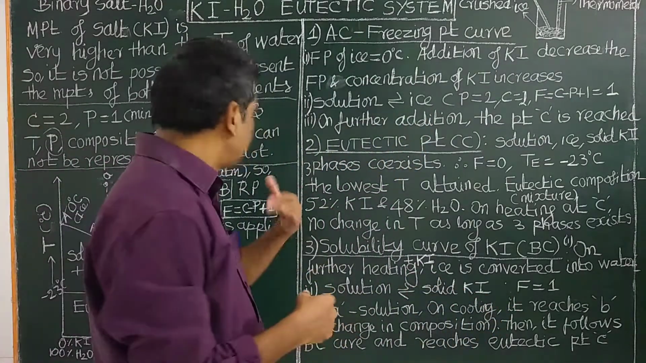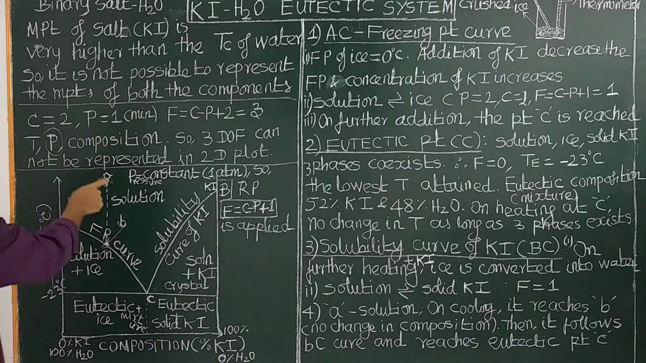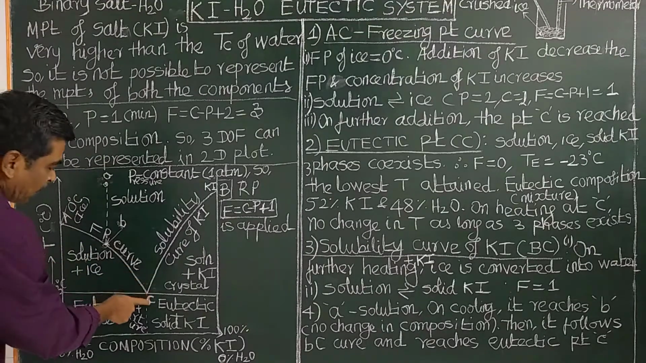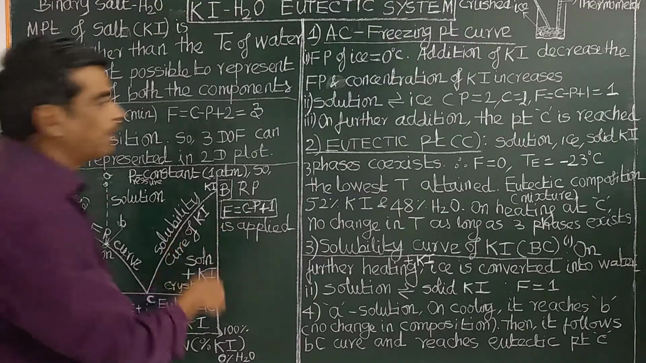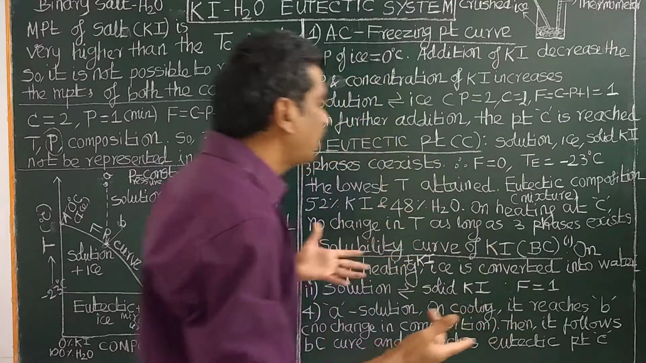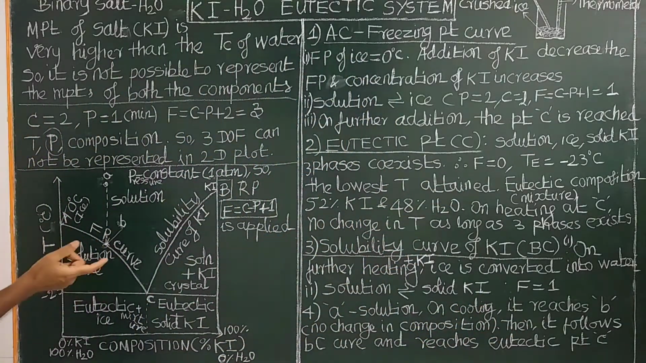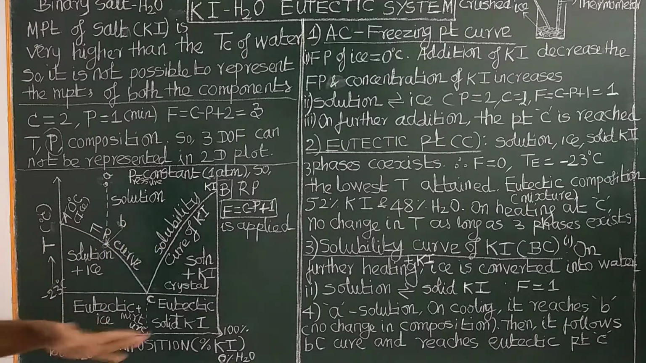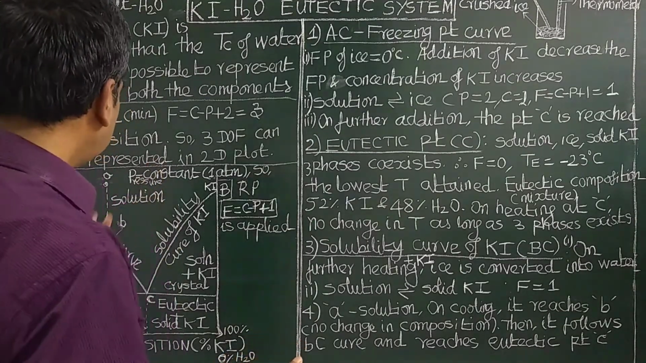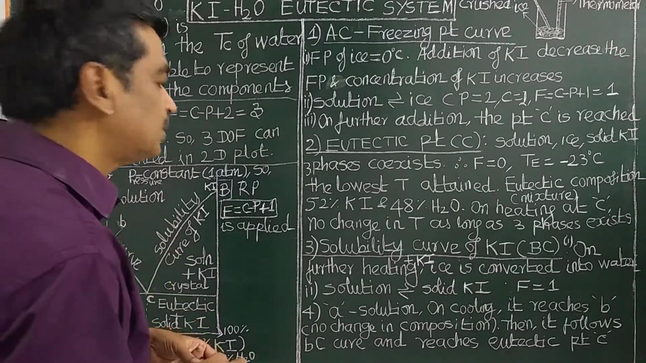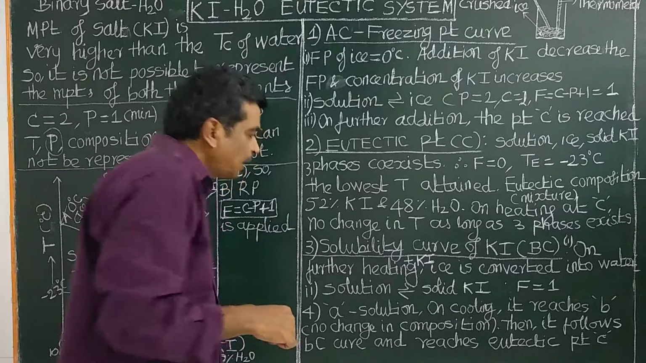Okay, so they will ask what is the degree of freedom at point A, at point B, and at point C. At point C, there is no degree of freedom required to describe the system, F equal to 0. So they will ask such questions. So draw the phase diagram, label it, and understand it before you answer any questions. Thank you for watching.